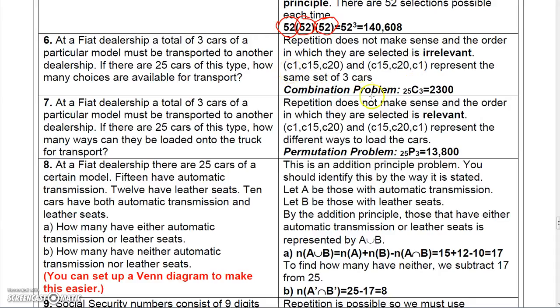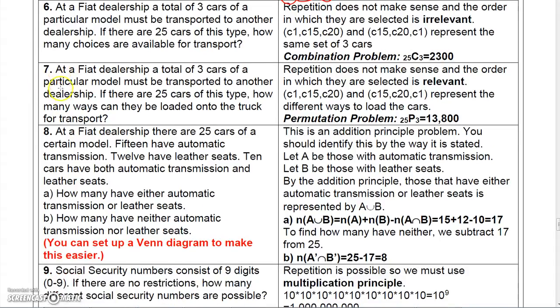So this would be a combination problem, 25C3. Number 7 says, what if we basically did the same problem, but instead of asking how many groups of cars we can select, what if I said, how many ways can they be loaded onto the truck?